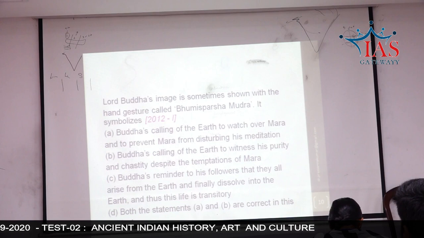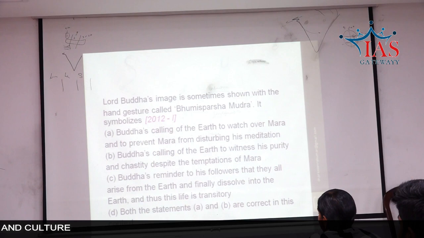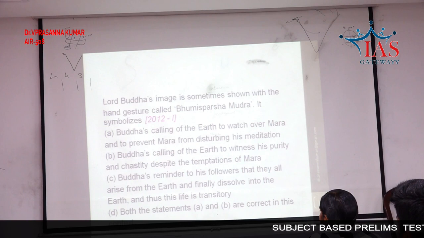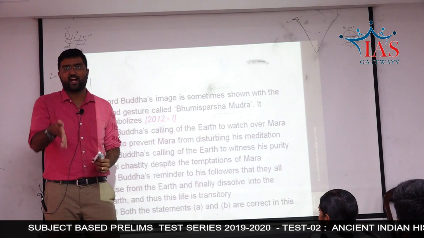Okay, so, yeah, actually B is the answer. Buddha is calling to the earth to witness his purity. That is Bhumi Sparsha Mudra. Buddha will be sitting and he will be showing to the ground. The hand will be like this.